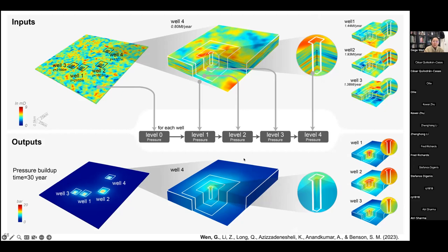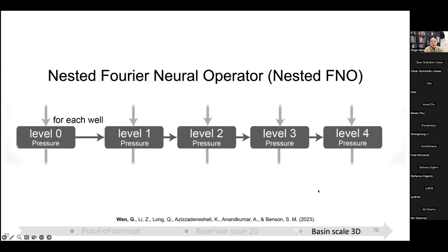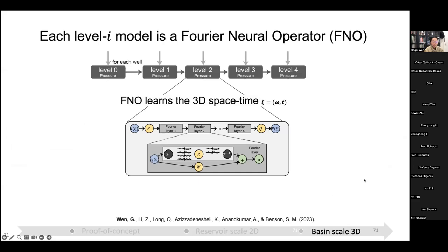And the output of each model is mapped into the pressure buildup in these level of grid cells. So we call this the nested Fourier neural operator, nested FNO. And for each pass, we will go through these five models. And each of the models is a FNO model, and it learns a 3D space-time mapping. So it's actually a 4D FNO.